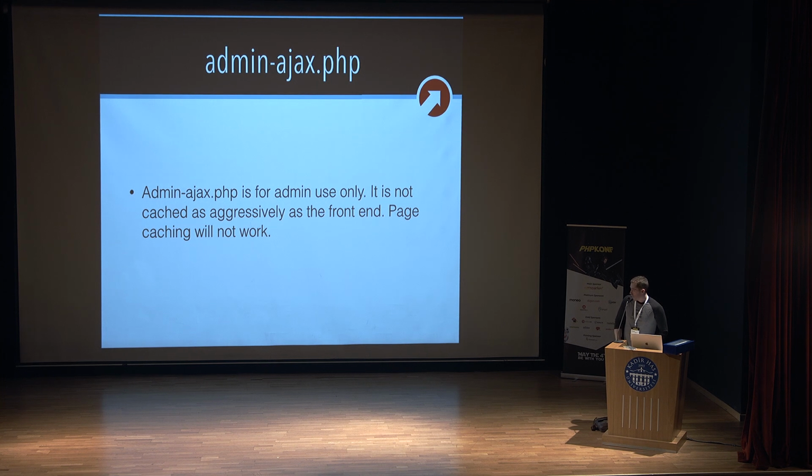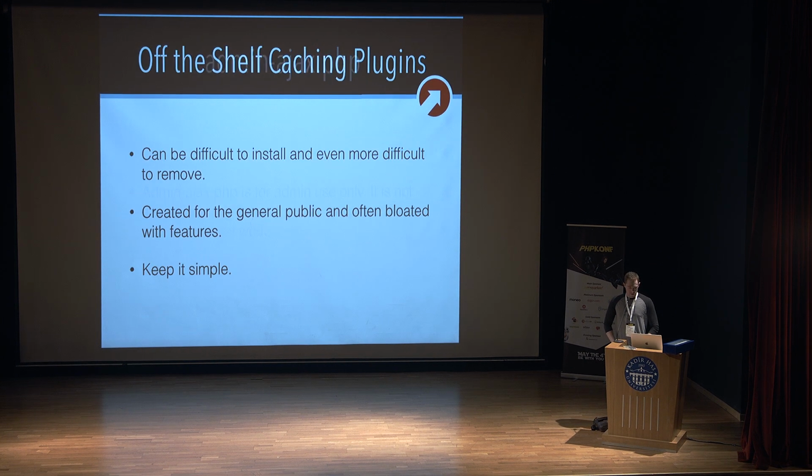Admin-ajax.php: a lot of times in basic WordPress projects, you'll see people querying data from admin-ajax.php. This is fine, but this is really for admin use only. It's not an API to be used on the front end. WordPress has a REST API to use, and if you're using this on the front end, you're querying an uncached API, which could become a huge bottleneck for your application.